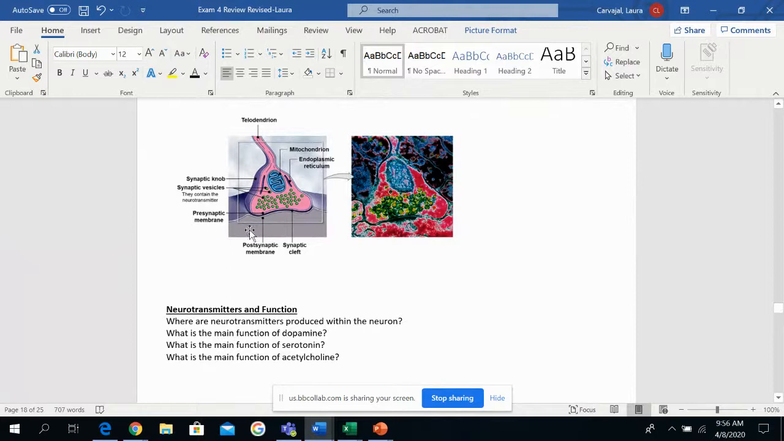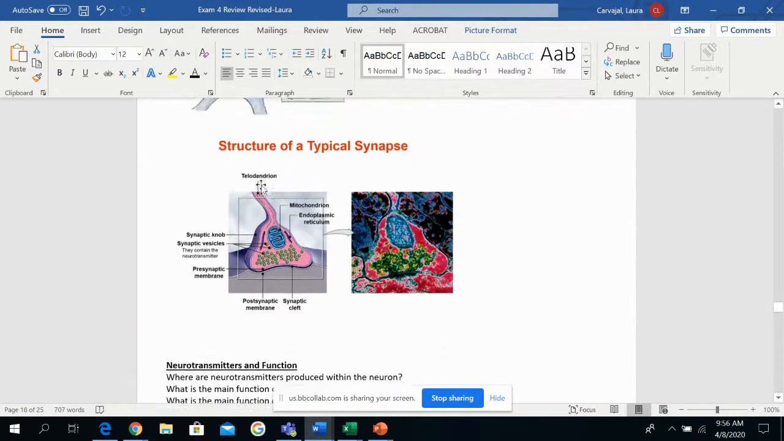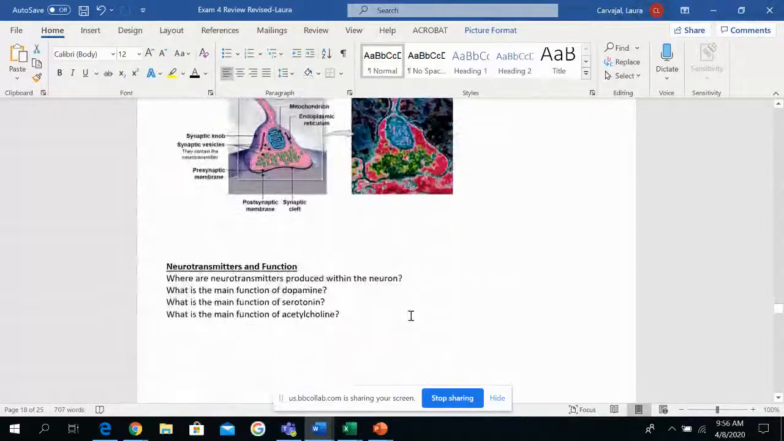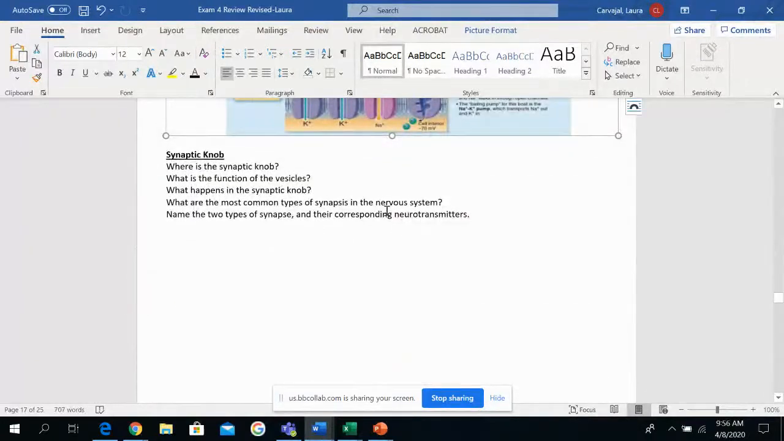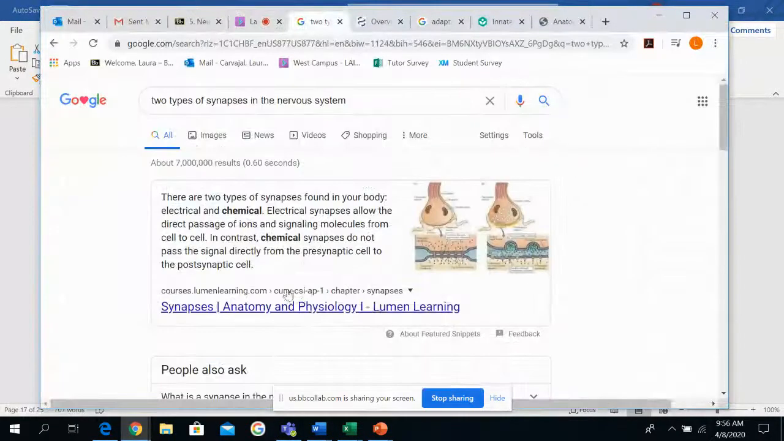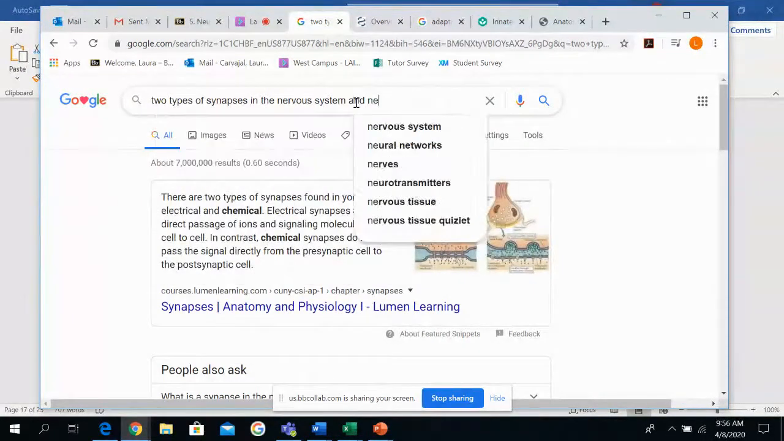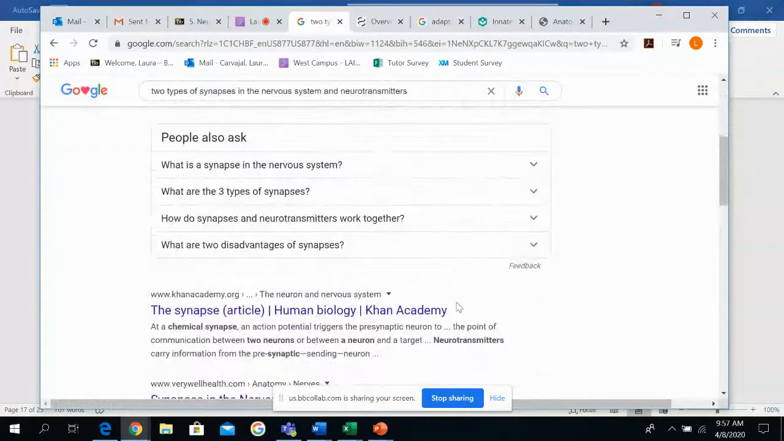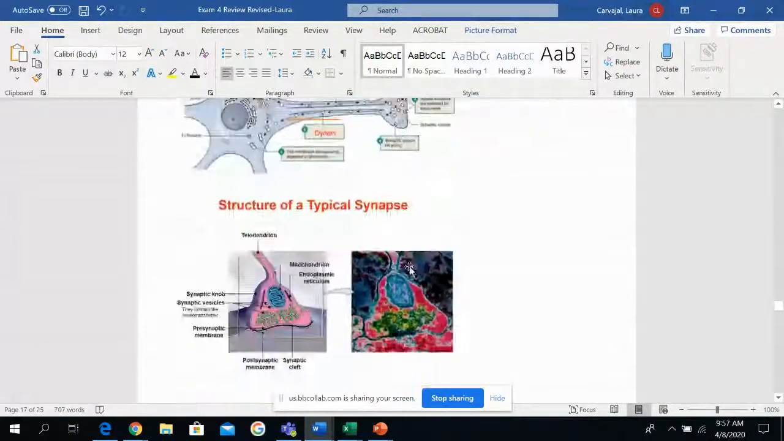So we have chemical and electrical. Chemical, neurotransmitters; electrical, the action potential being transferred over to another neuron. And two types and the corresponding neurotransmitters. We have two types of synapses found in the body, electrical and chemical, and neurotransmitters. Okay, we'll leave that one for last because I don't want to waste more time.